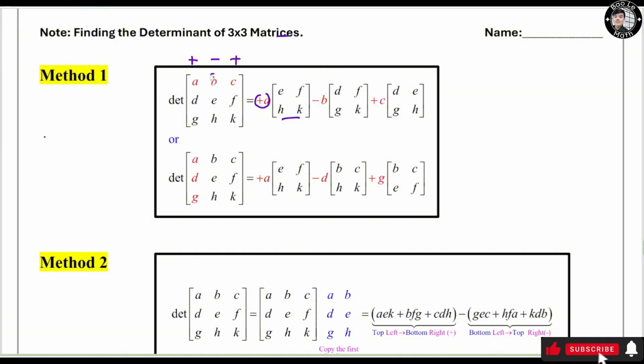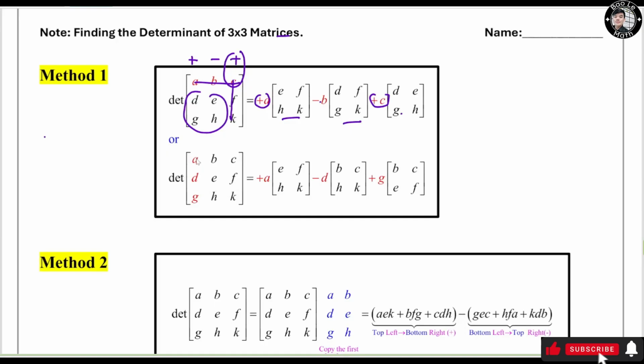Now, the second one, you're going to start with B right here. So you cross out the second column and the first row. So you're going to end up with D, G, F, K, which is right here, and minus B. And the third one should be plus C right here, times: cross out this one and this one, you have this one left, right here.